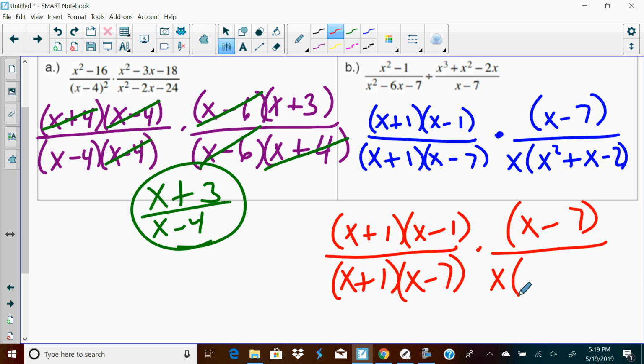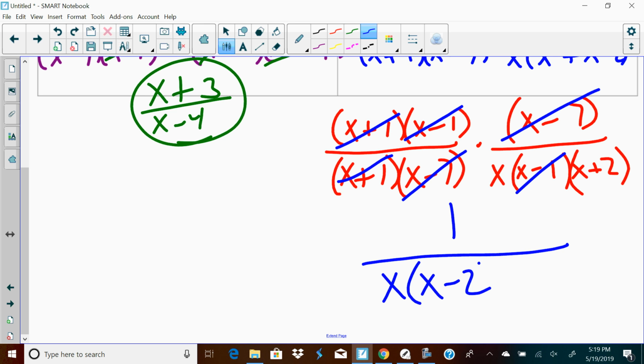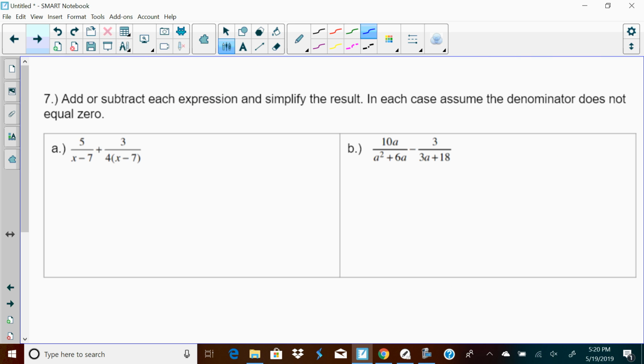So the bottom plus 2 minus 1. So I'm going to factor. I cross out these x plus 1s, x minus 1, x minus 1. So my final answer is 1 over x times x minus 2. Or you could have written it as 1 over x squared minus 2x. Either way is right.